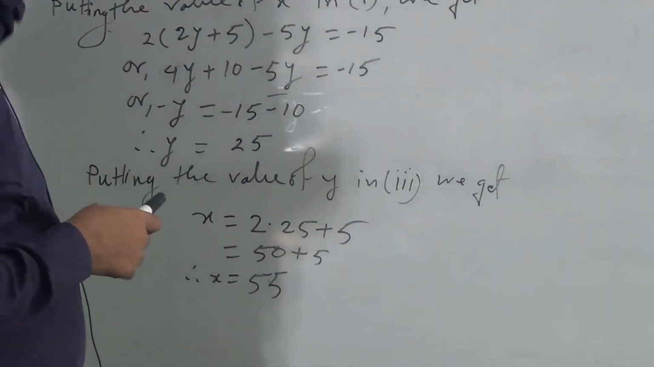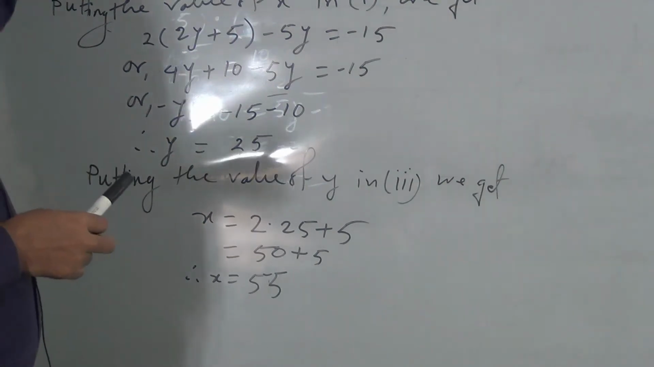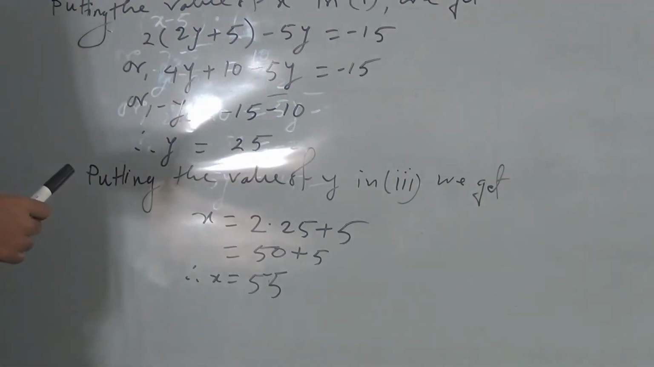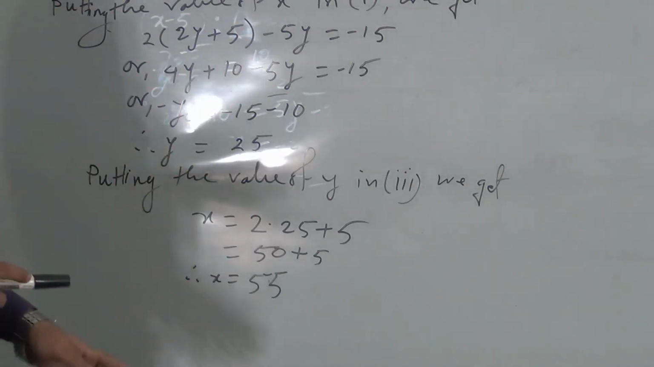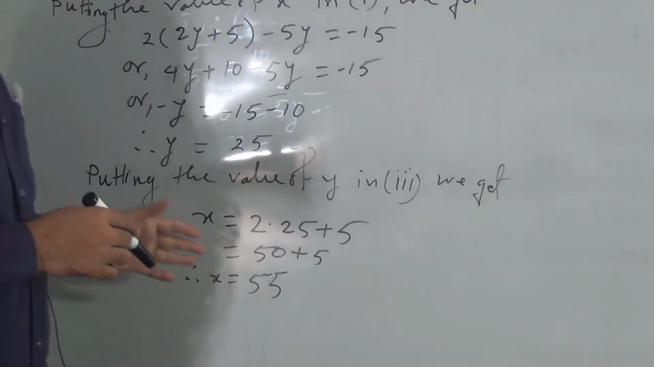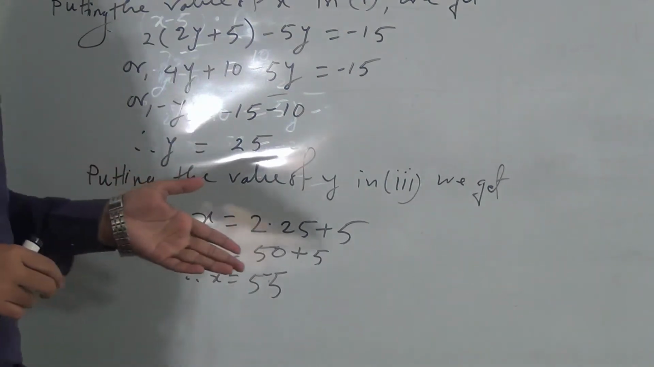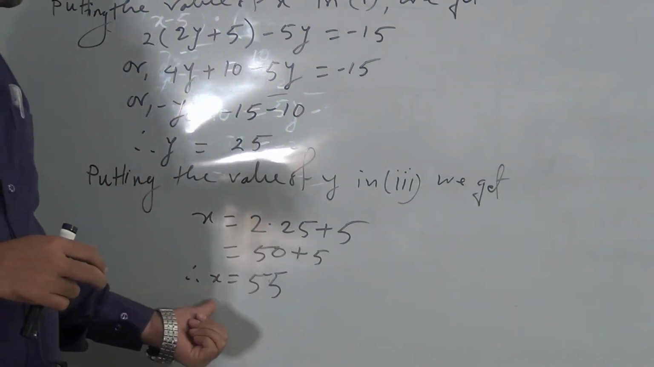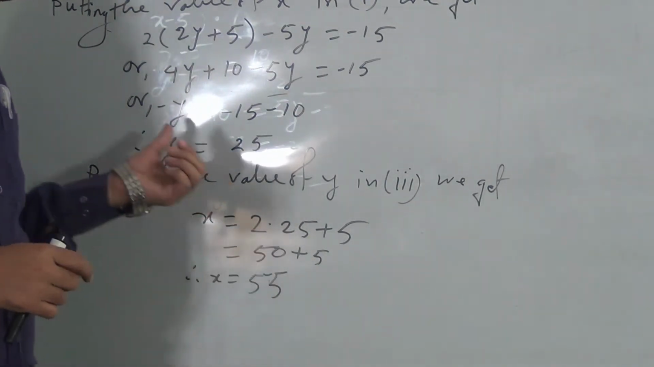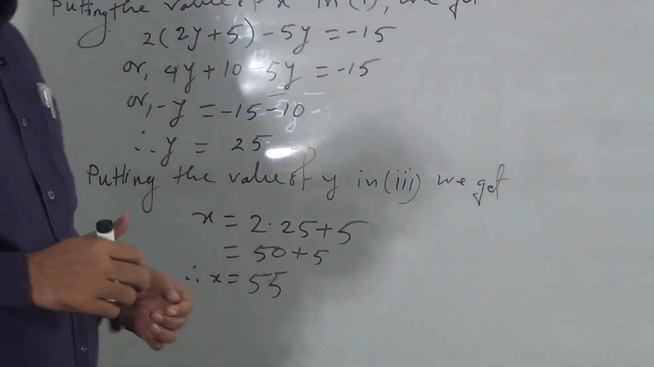What we need to determine? We need to determine the present ages of Rafiq's father and Rafiq. So we have taken x and y as the present age of Rafiq's father and Rafiq. So present age of Rafiq's father is 55 years and present age of Rafiq is 25 years.